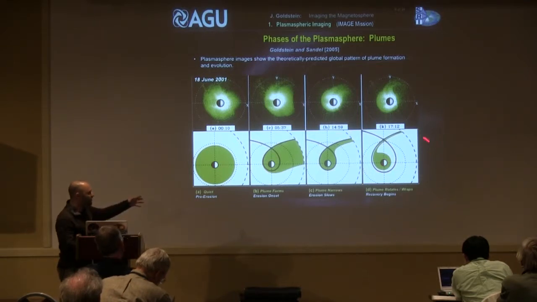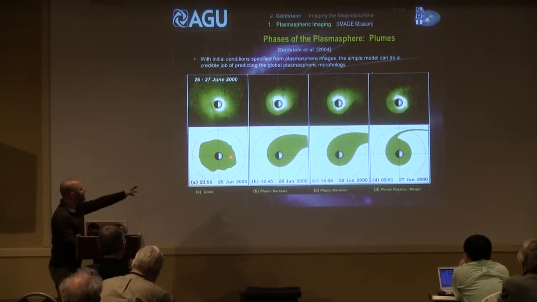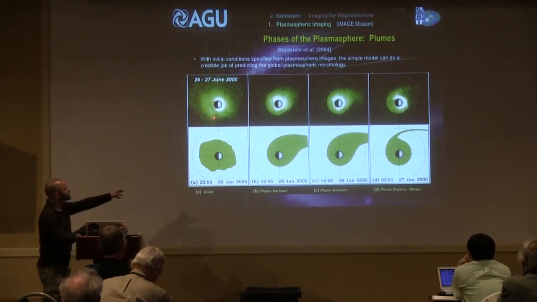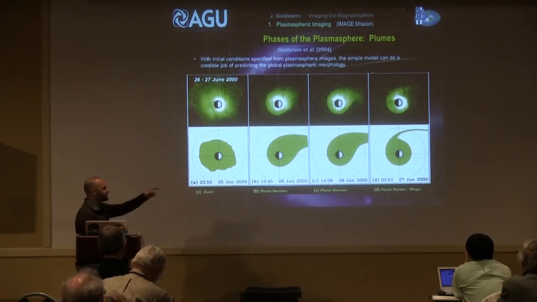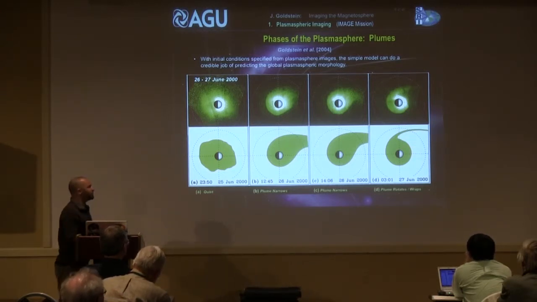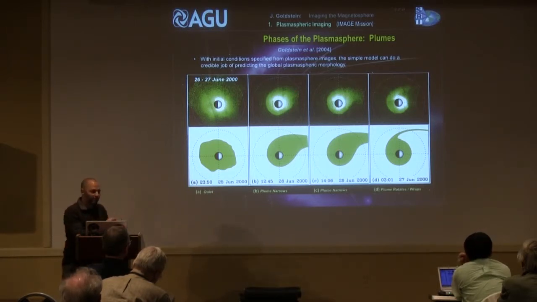This is a cartoon model with a uniform convection electric field and with a ridiculously circular initial plasmapause. If you just include realistic initial conditions, which are taken from this EUV image, and propagate that with, in this case, a Weimer-Stern potential, then you get even better agreement. I think this is pretty credible, and this doesn't even include MI coupling.